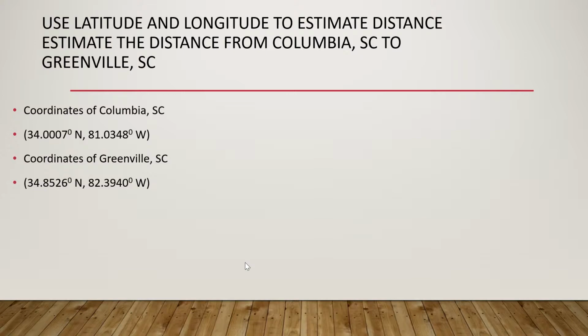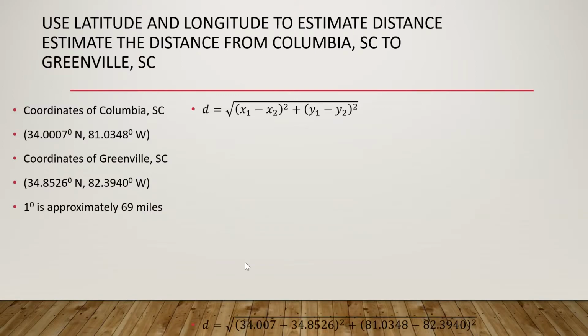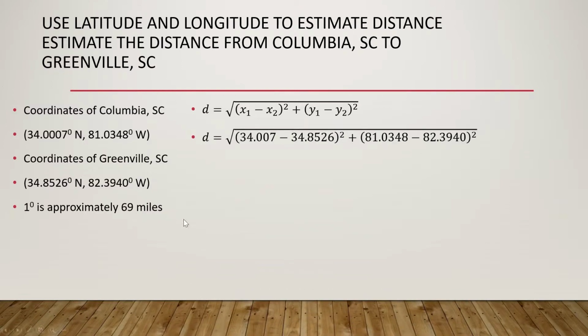What else do we need to know? Well, we're asking for distance, not degrees, so you have to know what a degree is in latitude and longitude. If you look that up, 1 degree is approximately 69 miles. It depends on where you are on the globe, but it's about 69 miles. So what are we going to do? We're going to apply our distance formula, substituting these values in their entirety into the equation.